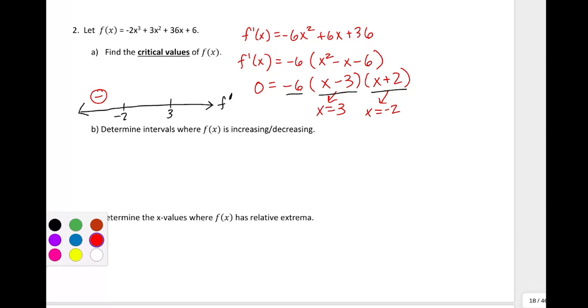The graph of f prime will be below the x-axis, while the graph of f will simply have a negative slope. Picking a number in between -2 and 3, I'm going to go with 0 here. Big fan of 0. Negative times a negative times a positive would be positive. And then if we pick a number to the right of 3, like say 10, we get a negative times a positive, which is negative.